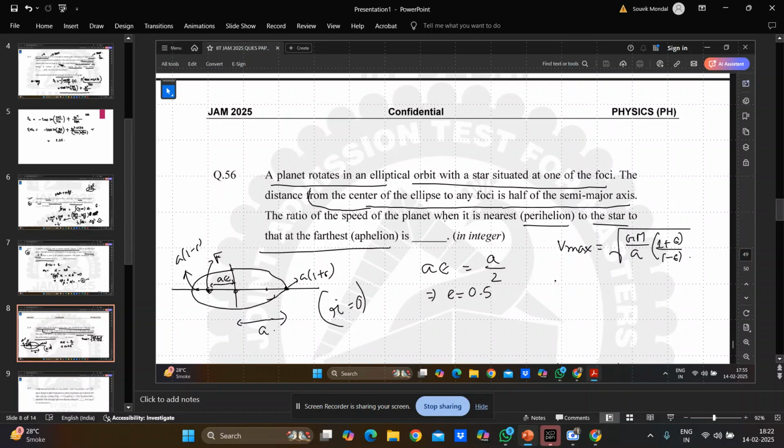You should remember it. And V mean is equal to root under GM by A, (1 minus E) by (1 plus E). So this ratio will be (1 plus E) by (1 minus E). Okay, so it is 1.5 by 0.5, that is equal to 3. So this will be 3. Okay, so you should get 2 marks from here. I consider this is an easy problem.